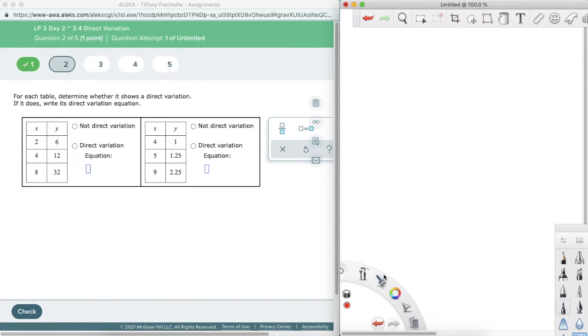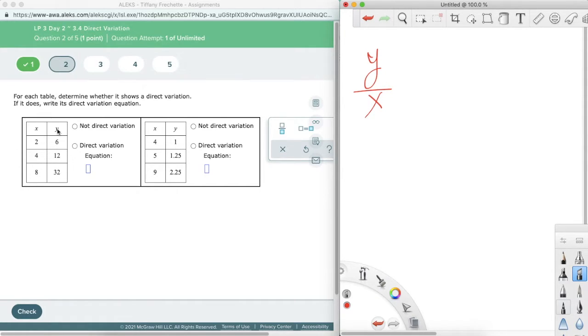Okay. So with this one, it says for each table, so they're giving us a table, determine whether it shows a direct variation. If it does, write its direct variation equation. So in order to have a direct variation, we need to see that there's a consistent change in y over x, meaning I need a ratio that's the same. So I want to compare my y over my x for each coordinate here.